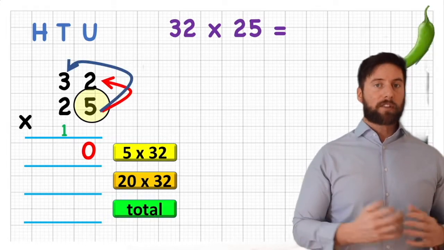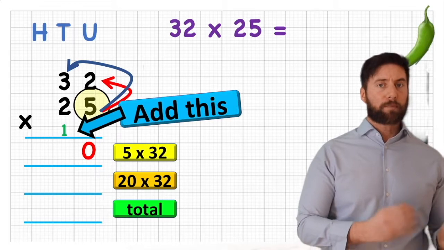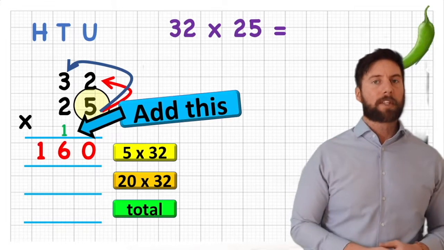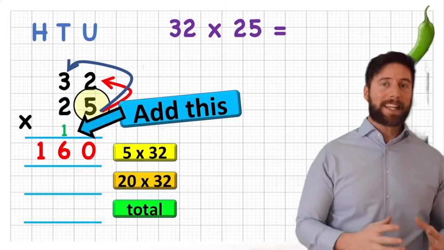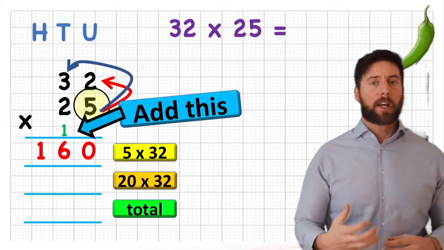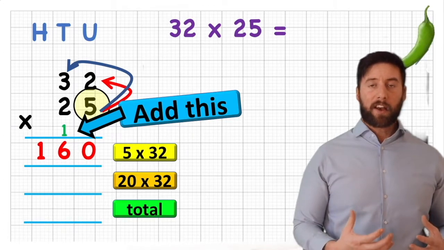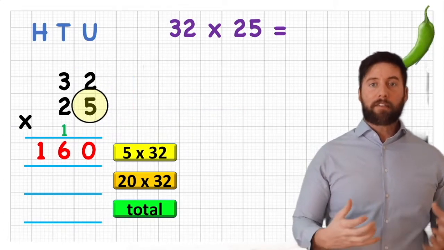Now I can move on to my second part of the question, 5 times 3. Well, 5 times 3 is 15. I've got no hundred, so I can just put the answer straight in there, but I must remember to add on that 1 that I had in my tens column from before. So 15 plus 1 is 16. So the answer to 5 times 32 is 160. Okay? So, good. We've done that first row.